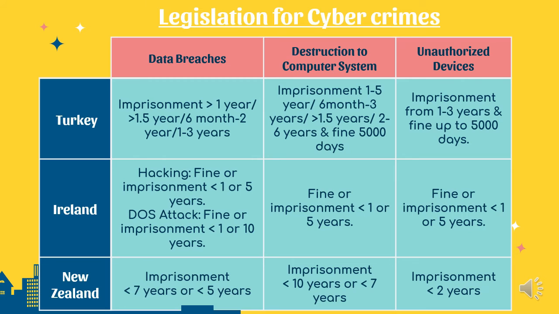From the legislation for cybercrimes in these 3 countries, we can see the duration of imprisonment for each country is different. The punishment for the crimes varies, depending on the judgment and laws taken on the crimes. Turkey and Ireland both have imprisonment and fine as the punishment for the crime. On the other hand, New Zealand only sentences imprisonment on the criminal, but it has the longest imprisonment periods.